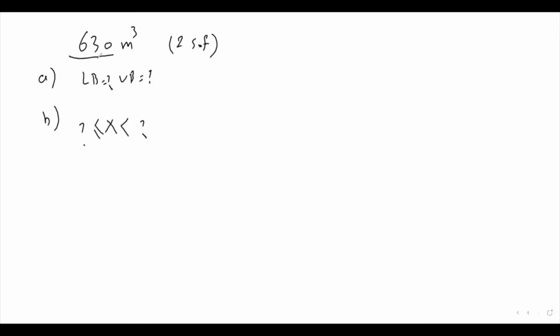So what is the upper bound? If this number is rounded to 2 significant figures, look at the third significant figure, which is this one right here, and this position is the units, right? You add 5 and then subtract 5 to get the upper and lower bound. So that would be 635 and 625.